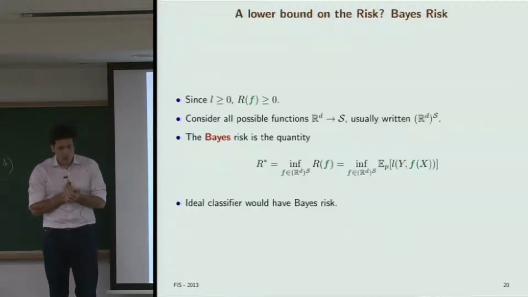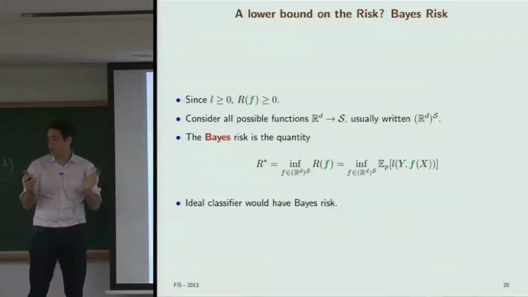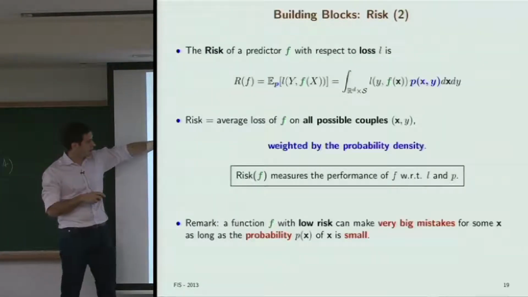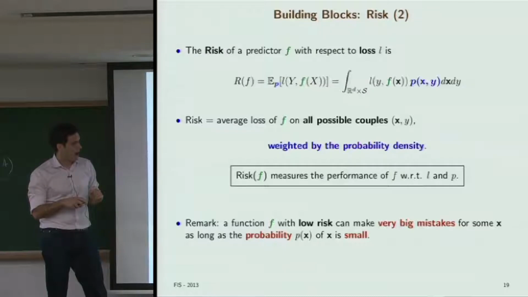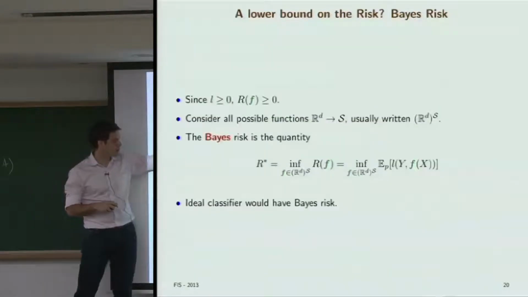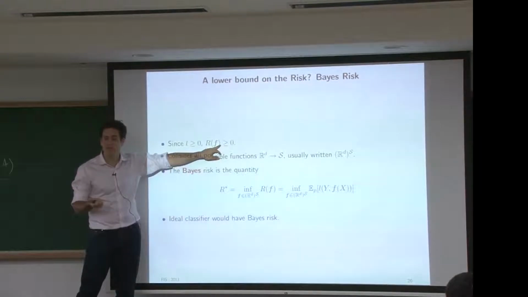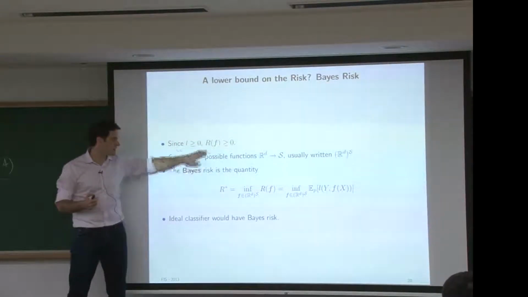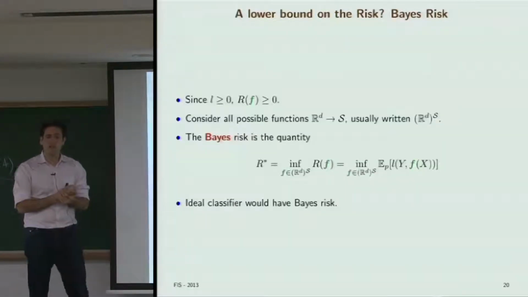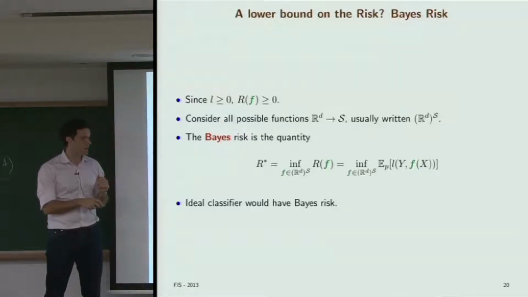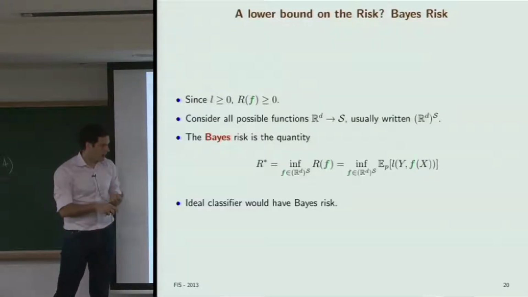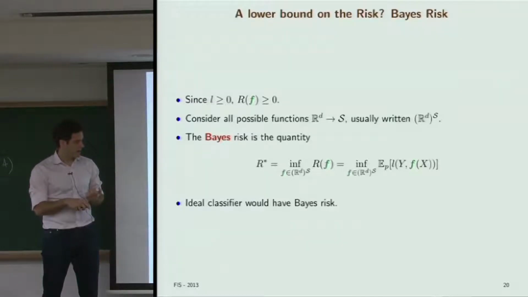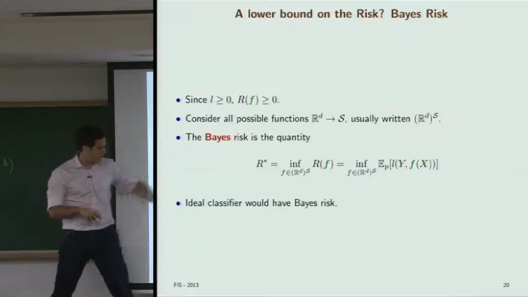So what can we say about the risk? Well, there is a first thing that we can say, which is very simple: we said that the loss was non-negative valued. And we said that the risk was the average loss over all possible values of x and y. Well, this makes the risk of any function a non-negative quantity, right? This cannot be negative. So if you consider the set of all possible functions that go from R^d to S, the set of all input-output maps, then you can write the infimum, the smallest risk for all functions in that space.